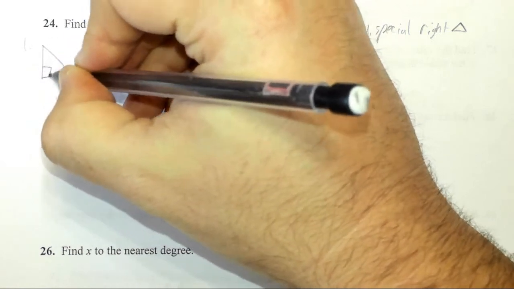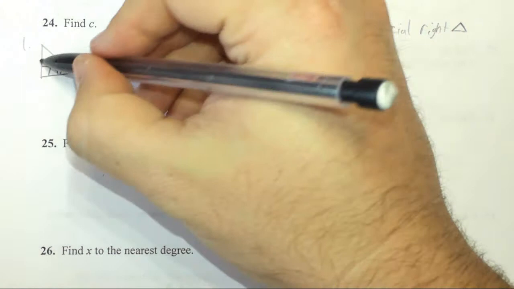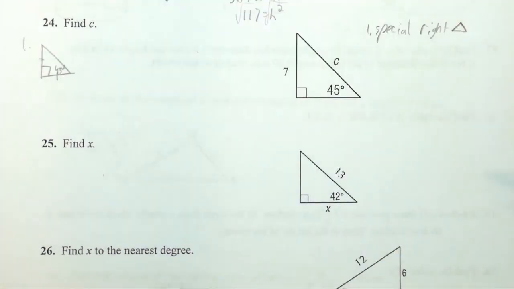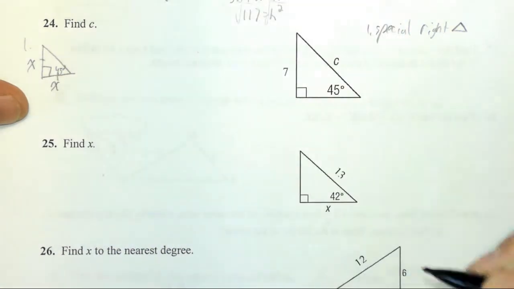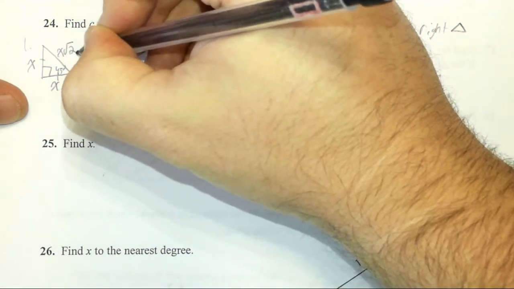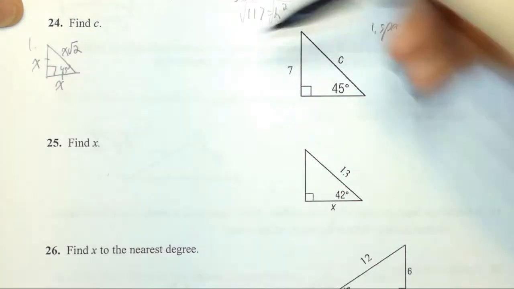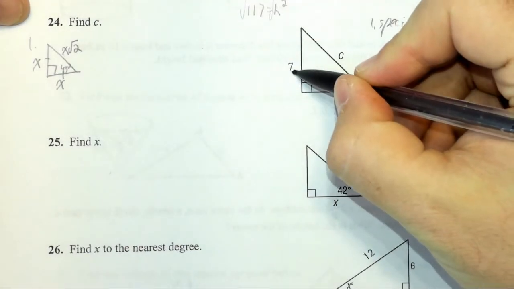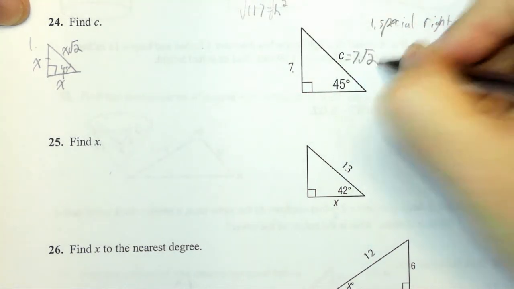we have our roadmap knowing that on a 45, 45, 90 triangle, that's our right isosceles triangle, the two legs have a value of x, and the hypotenuse has a value of x times the square root of 2. So, if the leg is 7, then c is just going to equal 7 times the square root of 2.